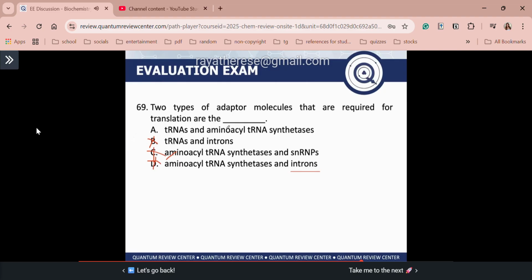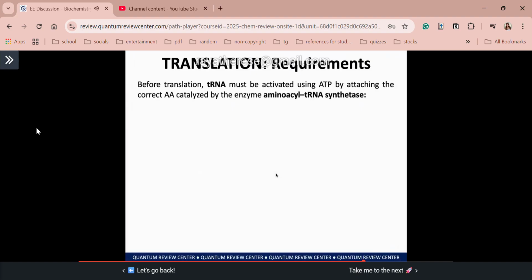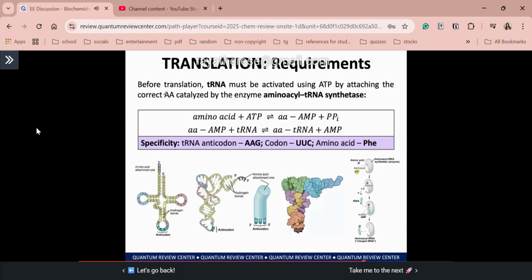So that's a requirement in order to charge our tRNA with the correct amino acid. So clearly, for 69, our answer is letter A, tRNAs and aminoacyl tRNA synthetase. Again, tRNA is the amino acid carrier to the ribosome, and aminoacyl tRNA synthetases will charge your tRNA. Class, again, remember our discussion here. Please revisit this. So this is on your tRNA activation.